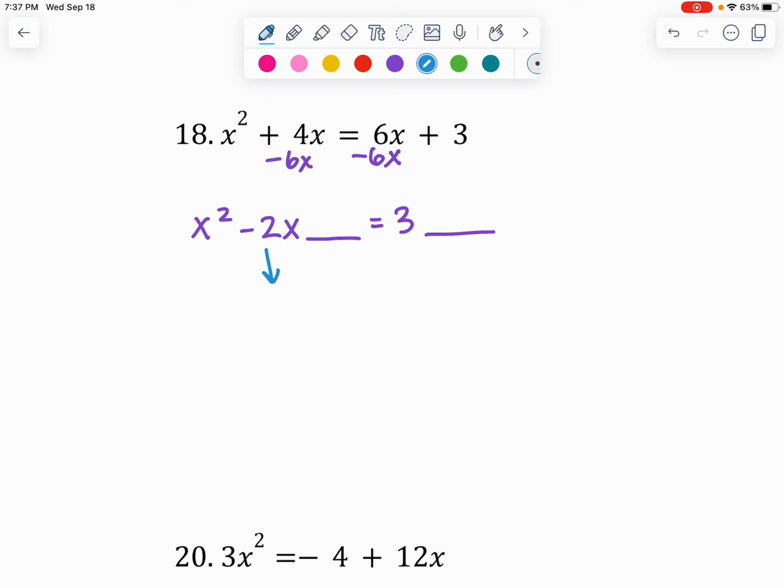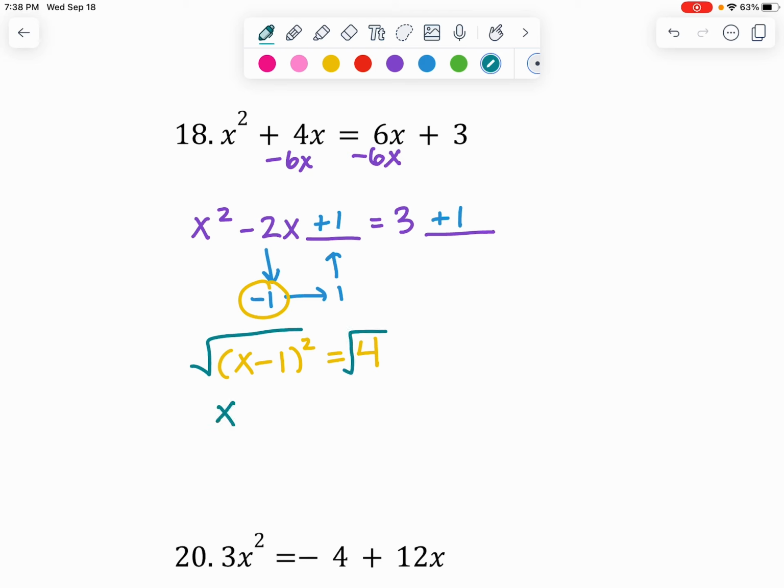Step 1, divide by 2. Negative 2 divided by 2 is negative 1. Step 2 is to square that. Negative 1 squared is positive 1. Step 3, add it back in on both sides. Remember the shortcut, this number creates our factored form, x minus 1 squared equals 4. And now we're going to use the square roots to solve. So I'll take the square root of both sides, x minus 1 equals plus or minus the square root of 4.